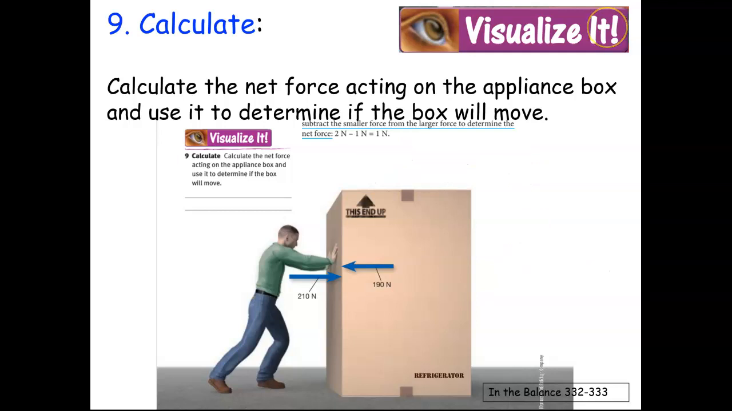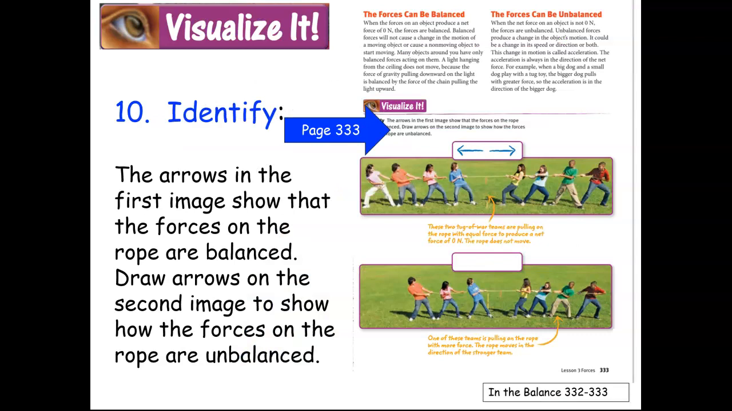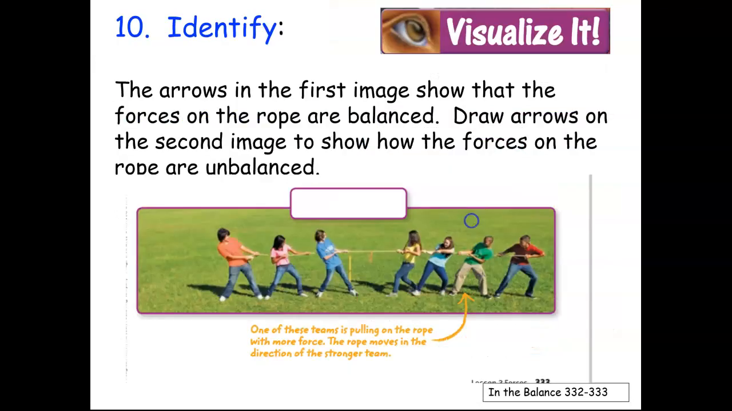Number 10. The arrows in the first image show that the forces on the rope are balanced. Draw arrows on the second image to show how the forces on the rope are unbalanced.